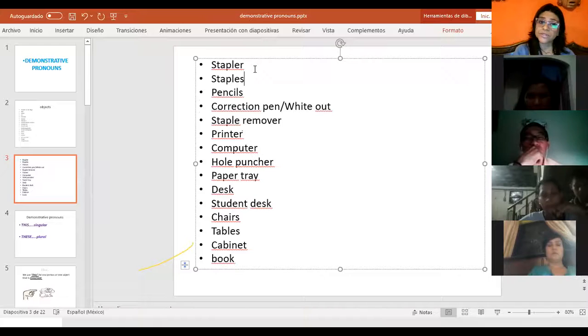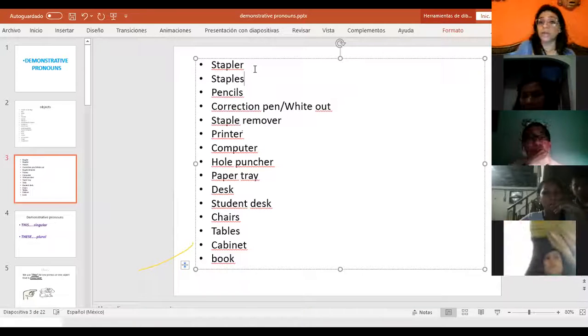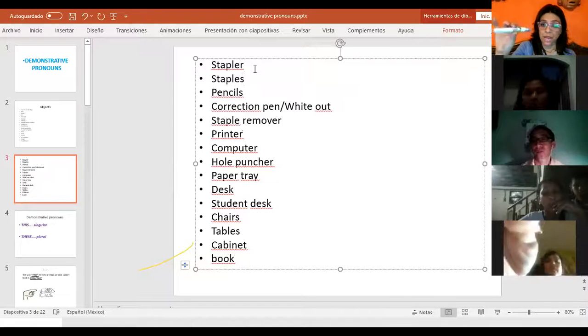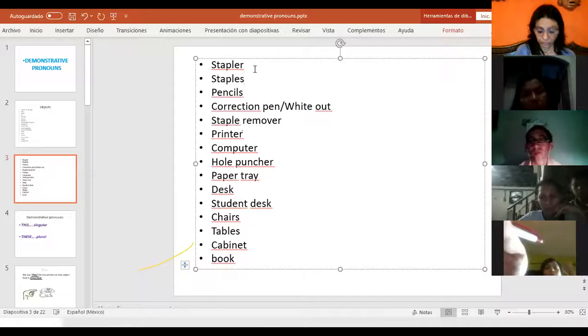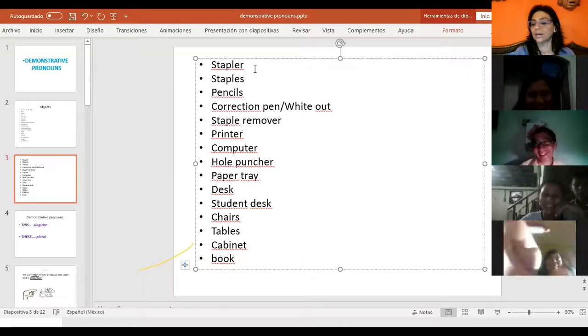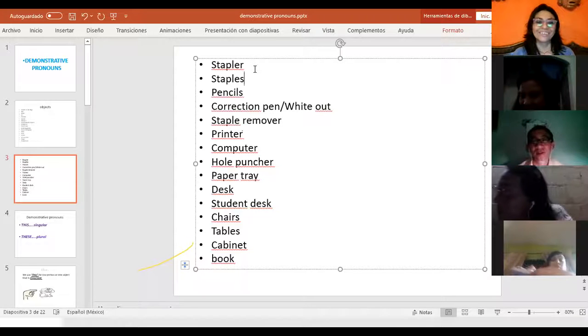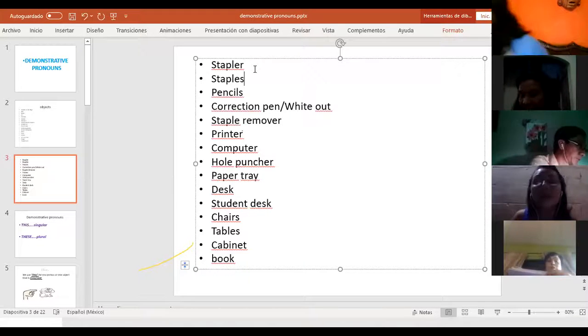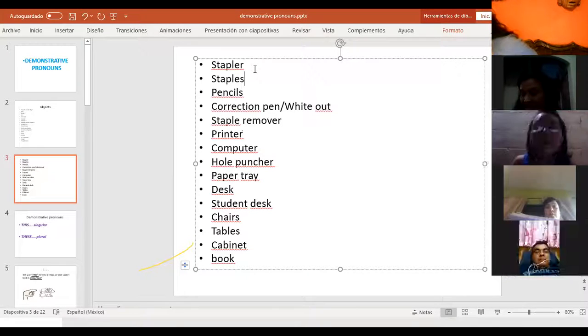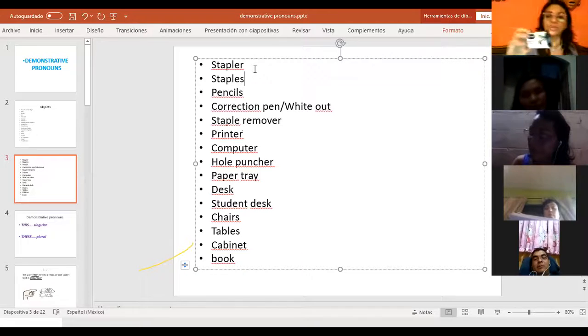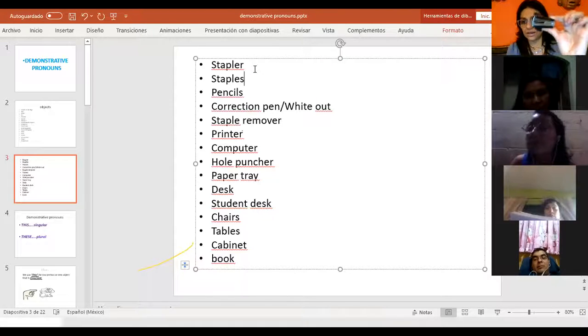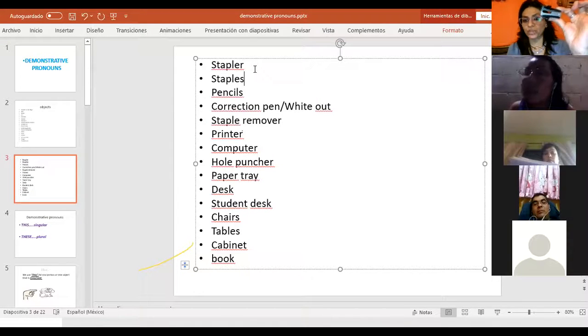Then we have pencils, we have correction pen. Usted puede decir, do you have whiteout or do you have a correction pen? Lo que no me va a decir es, do you have a chelito? Y me va a decir, do you have a, ¿cómo se llama? Liquid paper. No, that's not liquid paper. All right, very good. A staple remover es esto. Este sí tengo por aquí. Deme un segundo. I have a staple remover. It's this one. Staple remover. Sacagrapa. Yes. Okay.